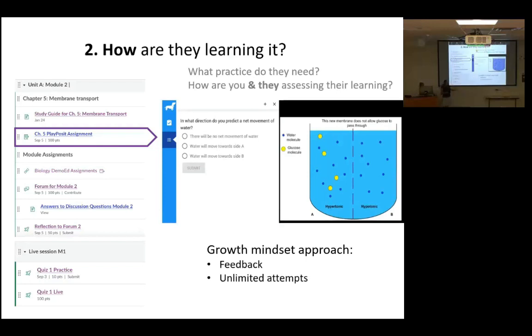It has unlimited attempts, so they're not expected to know everything the first time they try. They can try multiple times until they get it. And it's self-paced, so they can pause and rewind and rewatch as many times as they want to, versus when you're in a lecture and somehow you drop your pen, now you lost what the instructor was saying, right? But here you can pause and rewind as many times.